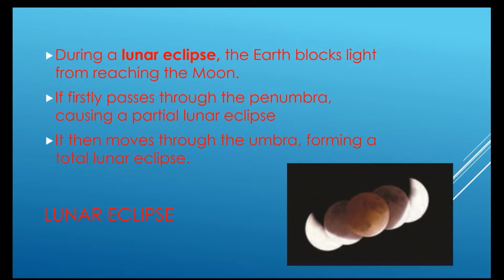So looking more in depth at a lunar eclipse, it's when the Earth blocks light from reaching the moon. Firstly, it passes through the penumbra, causing a partial lunar eclipse. It then moves through the umbra, forming a total lunar eclipse. And this is when we cannot obviously see the moon.